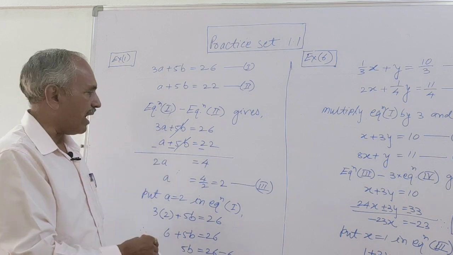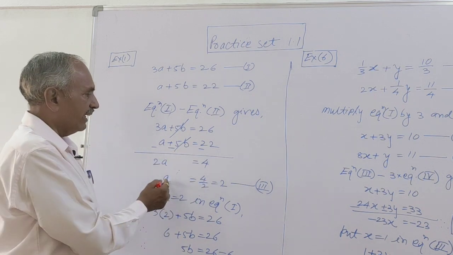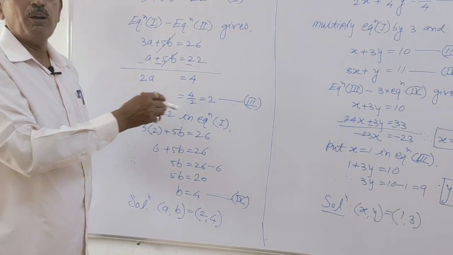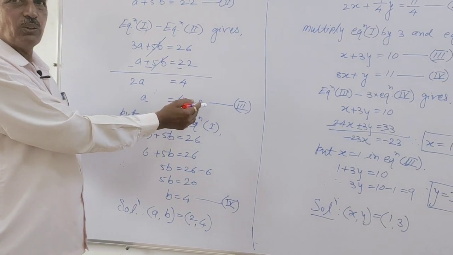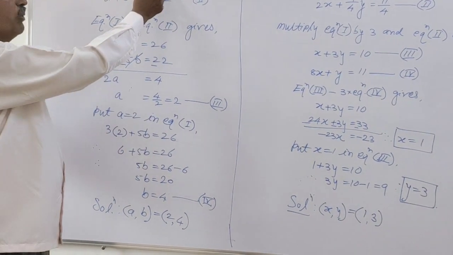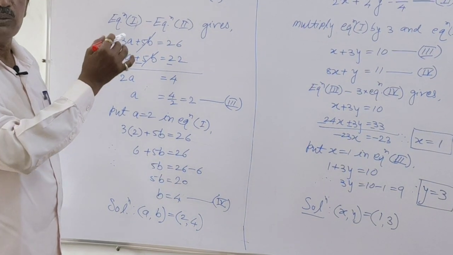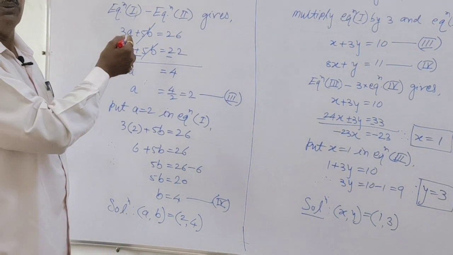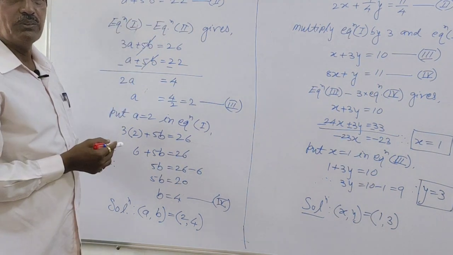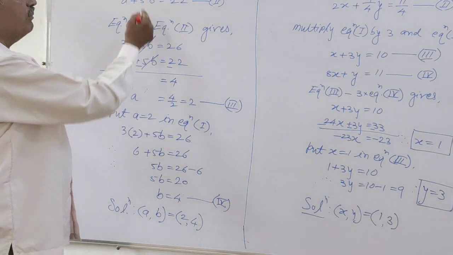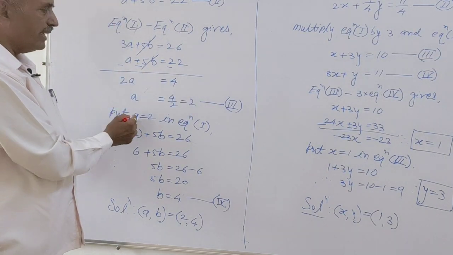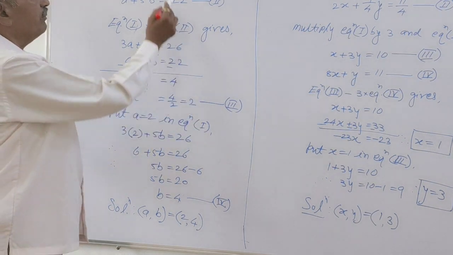Now the remaining half is, let us use this value of a as 2 to get the value of b. Here a is equal to 2, put a is equal to 2 in equation number 1. You can put it in equation number 2 also. You see which is easy to substitute and select any one of these two equations. I have selected equation number 1.